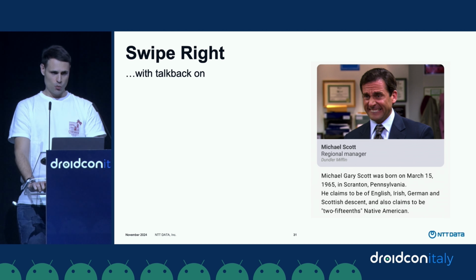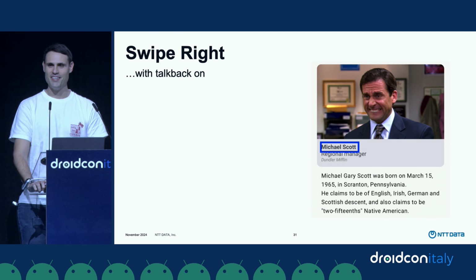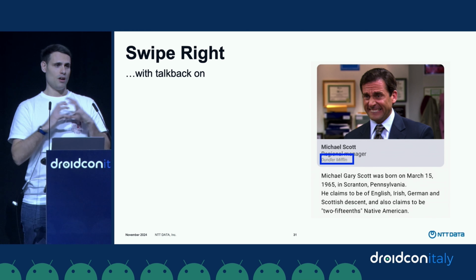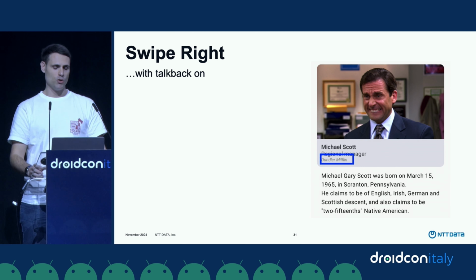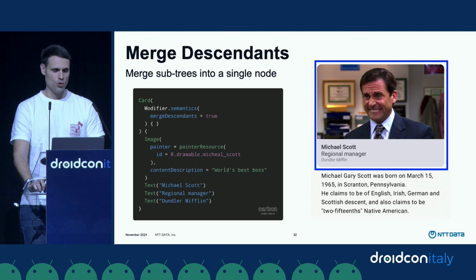So if you do the first swipe right in this example, we actually put the focus on the image of Michael Scott. Then if we swipe right again, we go to Michael Scott, then regional manager, and then in the end we reach the Dunder Mifflin. But sometimes it might be better to group a set of elements and use it like a single node. To do so, we can use the merge descendant properties.